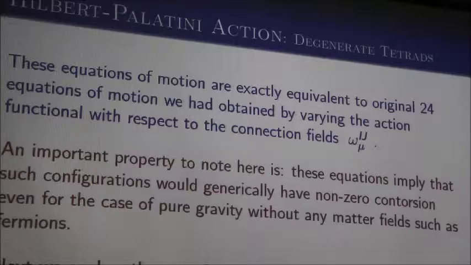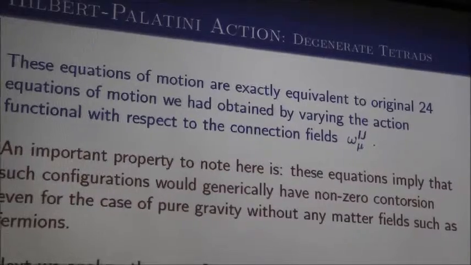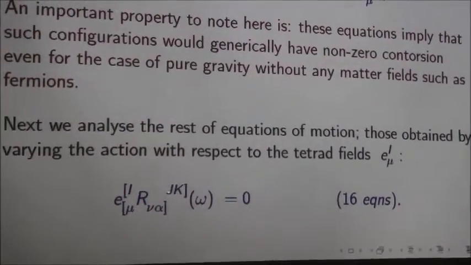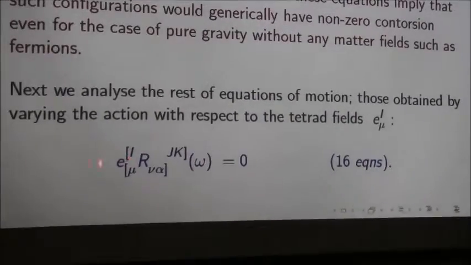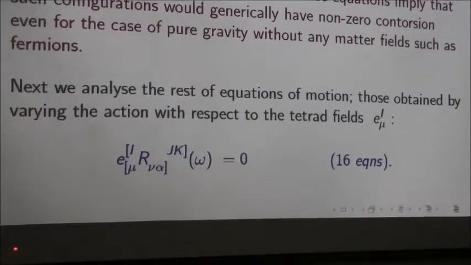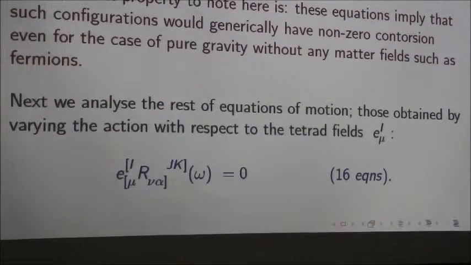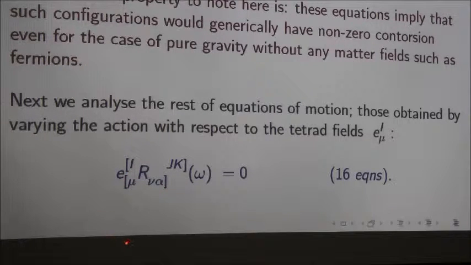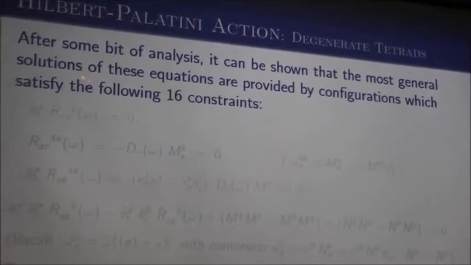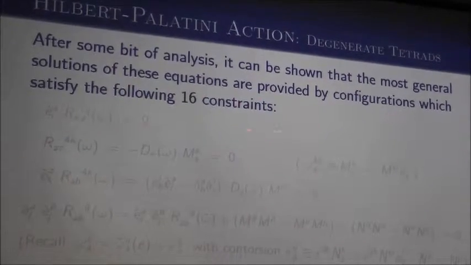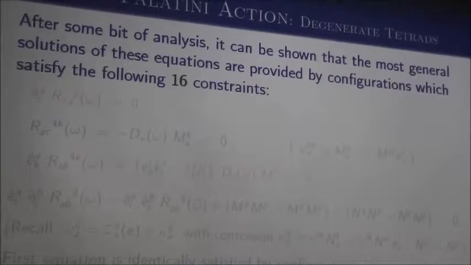Now let's look at the other set of 16 equations, the other set of field equations that we have here. Just to remind you, going back to a question earlier: did we ever use the inverse tetrad in getting these equations? There is no way. These equations of motion also don't see any inverses. So we have 16 equations. Now with a little bit of analysis, it can be shown that the most general solution of these equations is provided by configurations which satisfy 16 constraints.